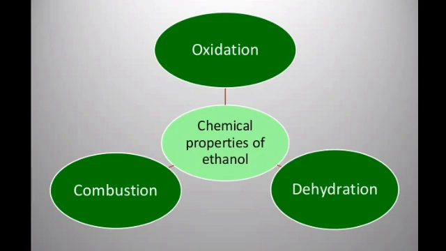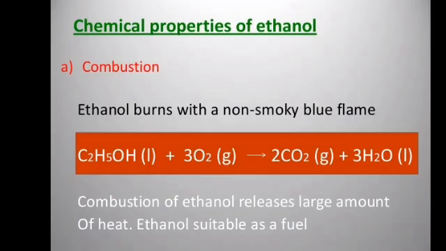Chemical properties of ethanol. We have oxidation, dehydration, and combustion of ethanol. First, we will see combustion. Ethanol burns with a non-smoky blue flame. Ethanol plus oxygen gives carbon dioxide and water. This combustion of ethanol releases a large amount of heat. As such, ethanol is a suitable fuel and can be used as a fuel. Today, in present time, ethanol is broadly used as a fuel in vehicles.